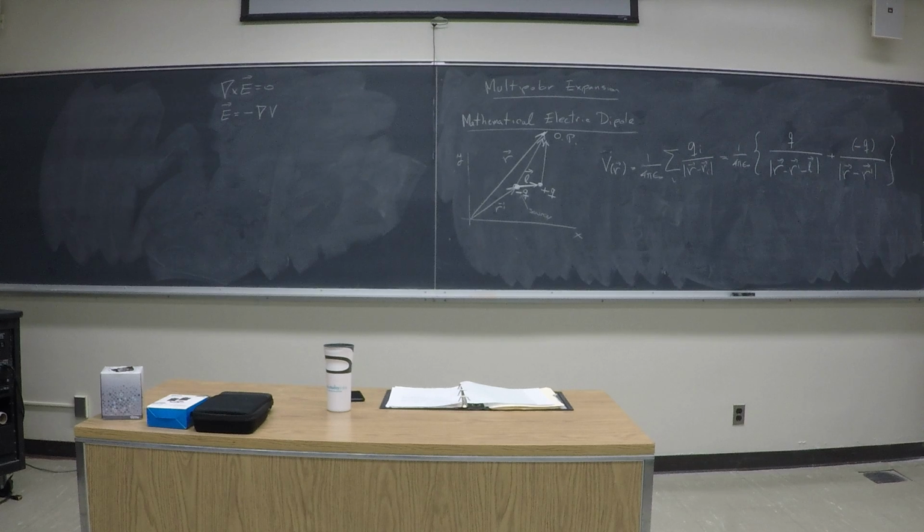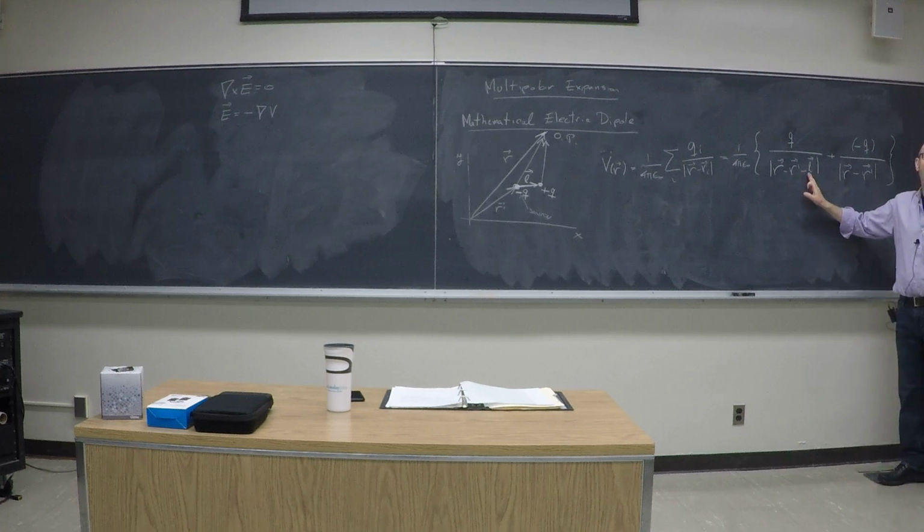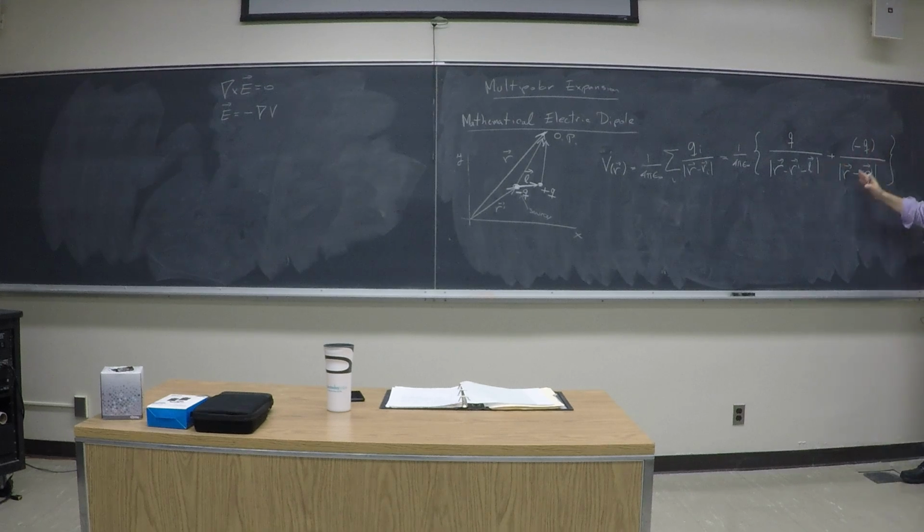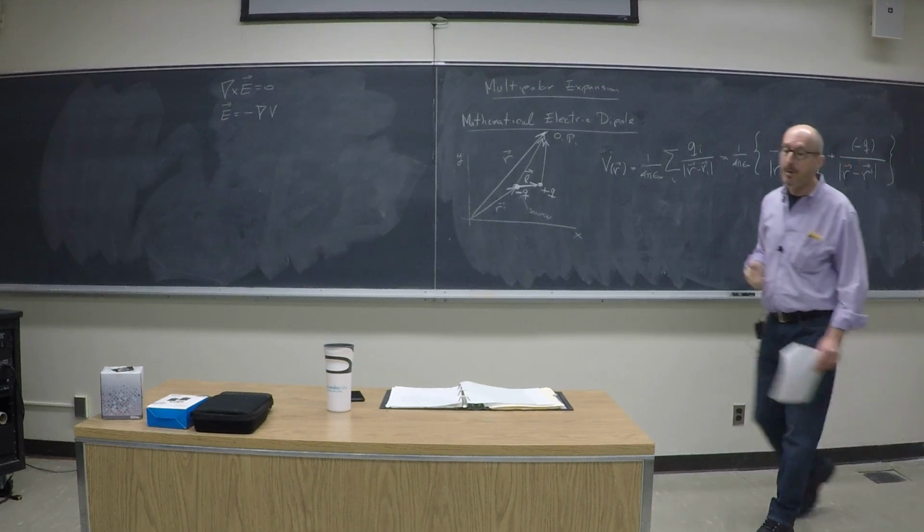So, in principle, since L is small, those two terms will cancel each other out, right? Because we have Q over R minus R prime, and this is tiny, plus or minus Q over R minus R prime. So those two terms are pretty much the same, and they will cancel.